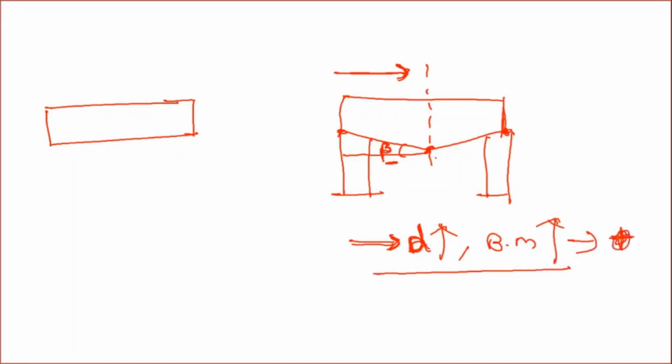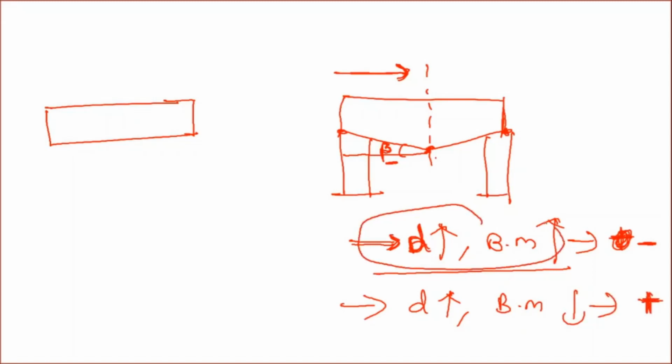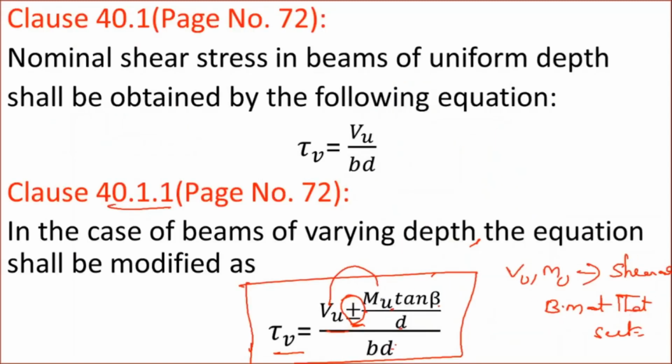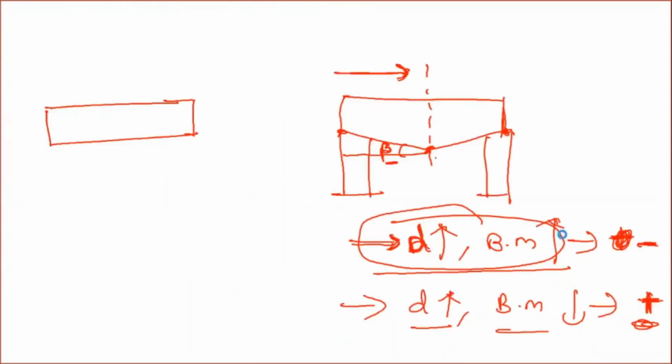So now if both depth and bending moment increase in this direction, you have to use the negative sign. Suppose one of the parameters is increasing and another parameter is decreasing, then we have to use the positive sign. So remember that if both these parameters increase in the same direction, you have to use the negative sign. If one of them increases and another one decreases, then you have to use the positive sign. Okay, so using this, you have to calculate the nominal shear stress whenever the depth of the beam is varying.